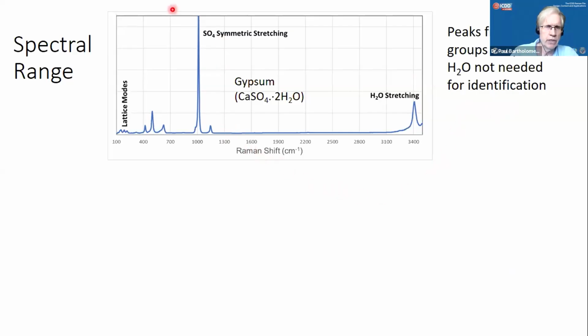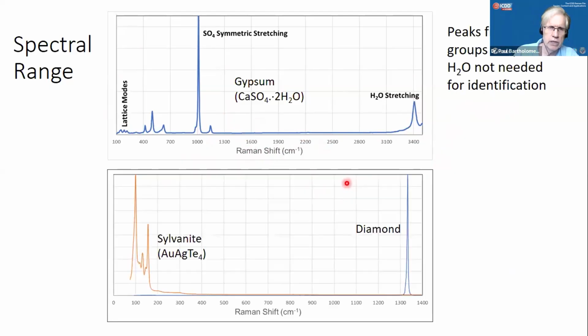However, they all have peaks in this lower range. None of them have only OH or H2O peaks. So for phase identification, we don't need to go way out here. We only need this region, the fingerprint region to the left. How much of it we need, having looked at many minerals and seen the range, here's an example.